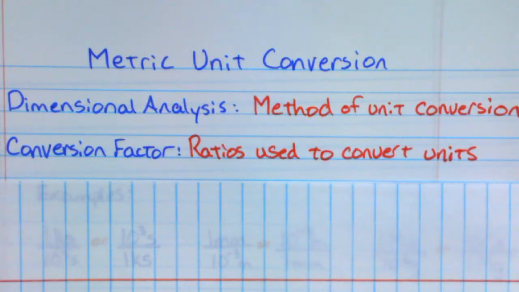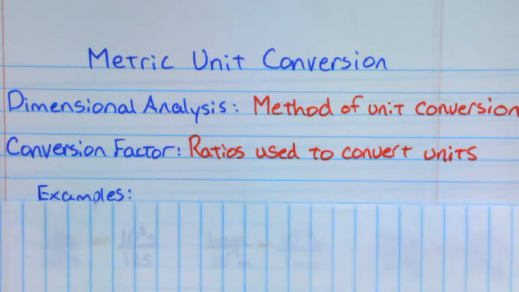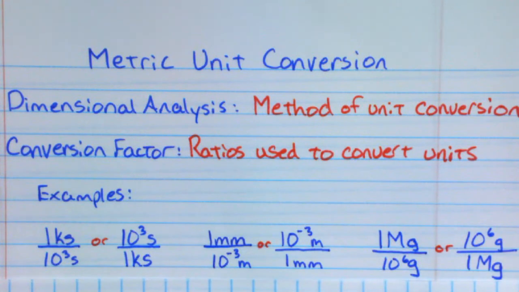When we convert units of the metric system, we use a system called dimensional analysis, and this is simply a method of unit conversion. To do this, you would use conversion factors, and these are ratios that we use to convert these units. So here are some examples of conversion factors.